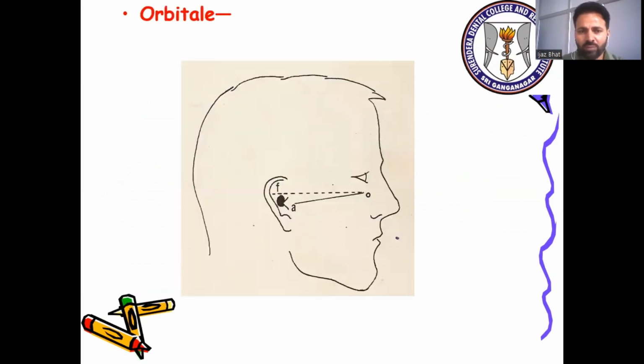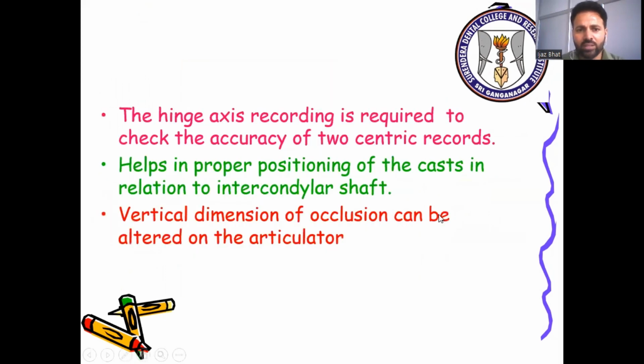Now, the Frankfurt horizontal plane and the external auditory meatus can be easily depicted in the diagram. The hinge axis recording is required to check the accuracy of the two centric records. It helps in proper positioning of the casts in relation to the intercondylar shaft. Vertical dimension of occlusion can be altered on the articulator.